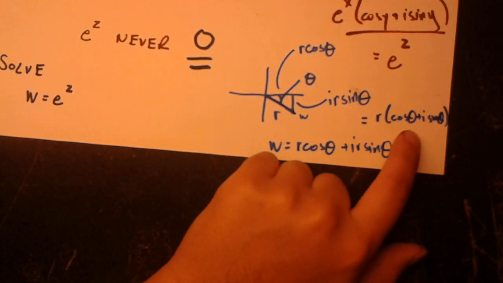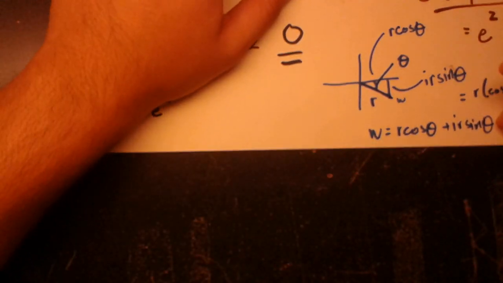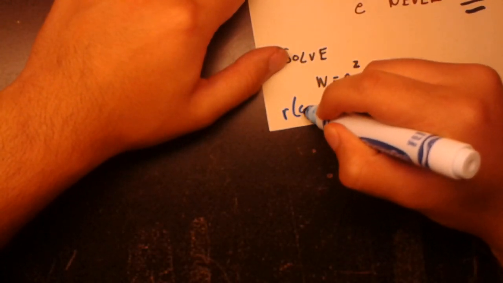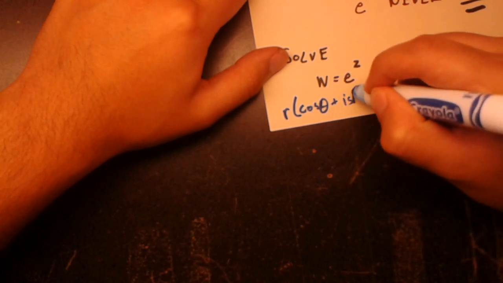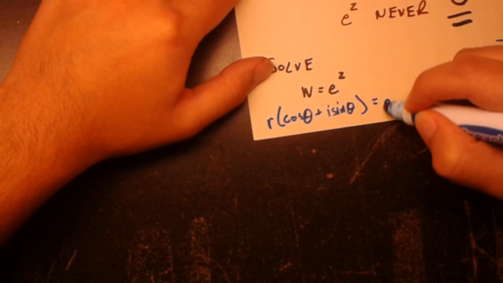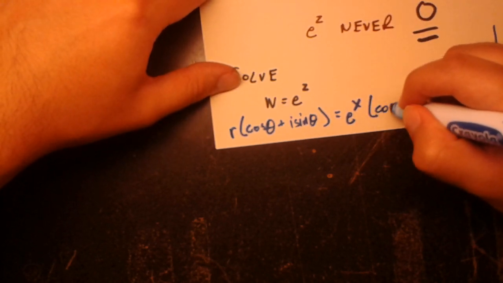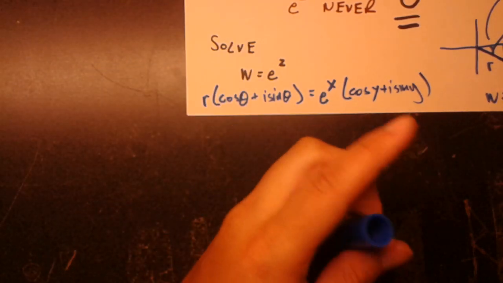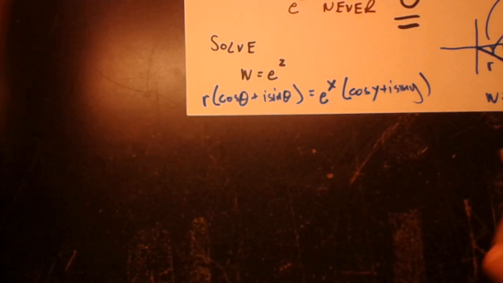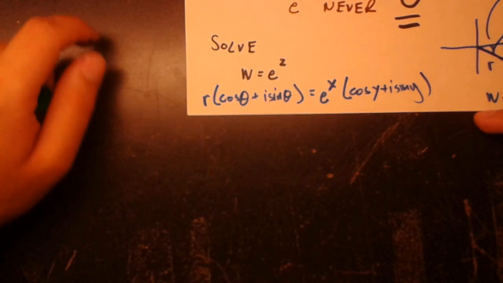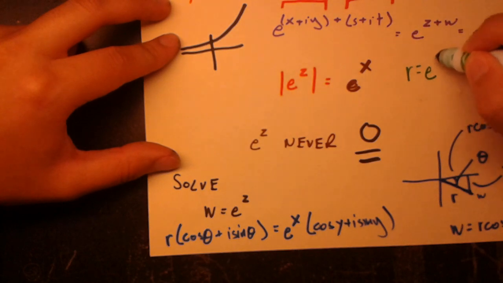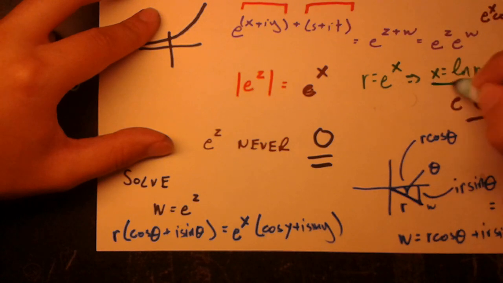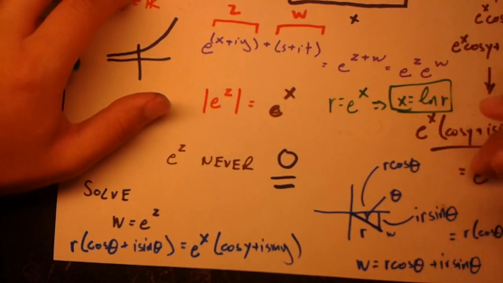So this is a little bit nicer for us to work with because of what e to the z is defined as up here. So let's write that right now. W we found was r times cosine theta plus i sine theta. And the definition of e to the z says it's e to the x times cosine of y plus i sine of y. So this parallel definition will help us a lot. And it's going to help us because now we know that r has to equal e to the x. So r equals e to the x, and now we want to solve for x, which means that x equals natural log of r. That much is certain. x equals ln r.